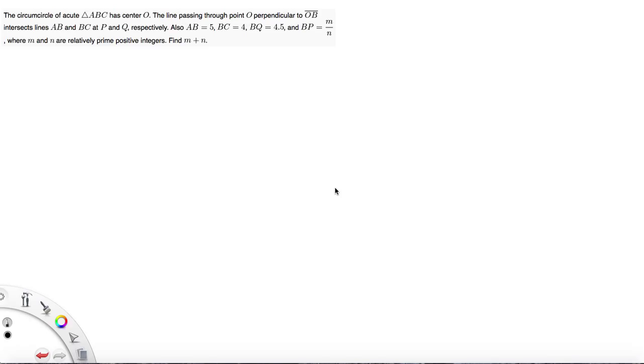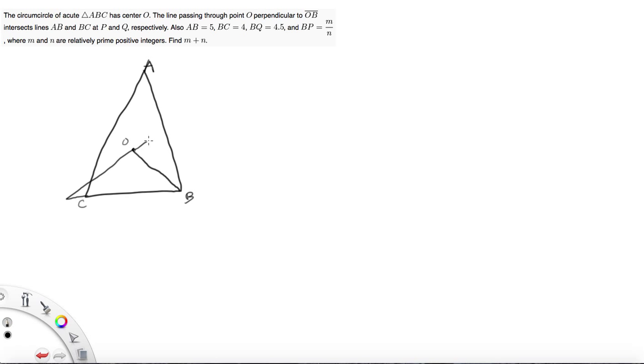As with any geometry problem, you want to have a good, big, clear figure to work with. So I'm going to start by drawing triangle ABC that the problem talks about, and label its 3 vertices. Then it tells us that we have a circumcenter, denoted by point O. And we have a segment BO, and a segment that's perpendicular to BO, and it intersects AB at point P and line BC at point Q.